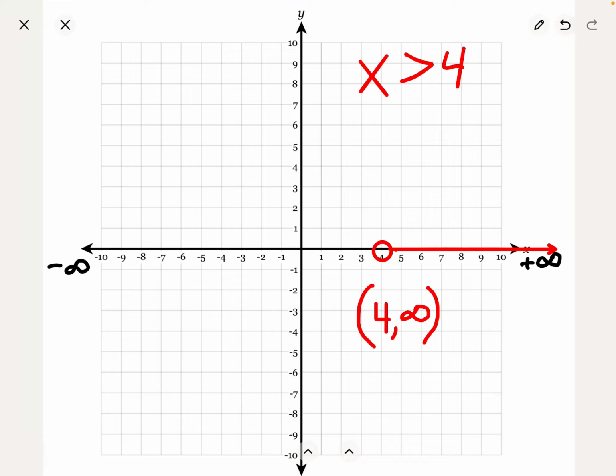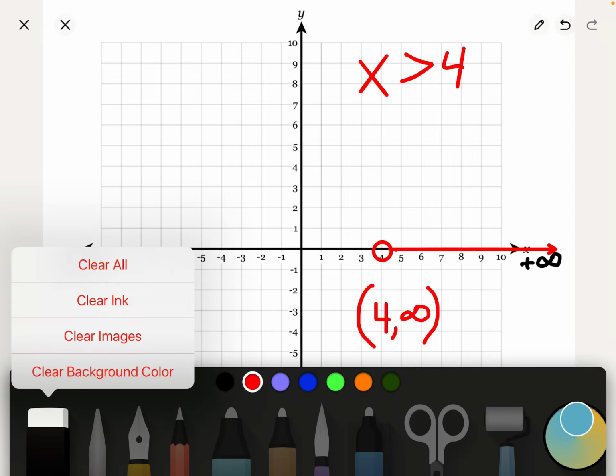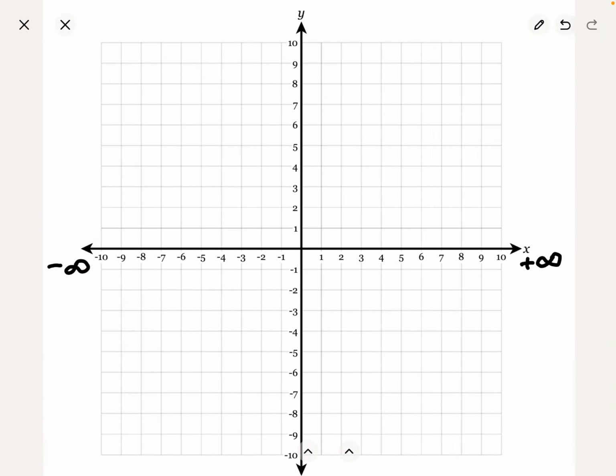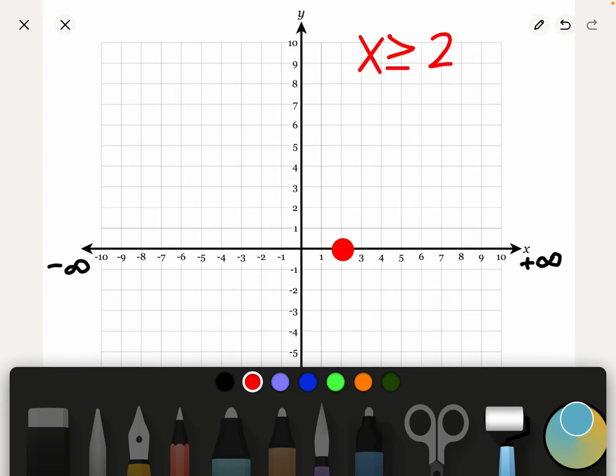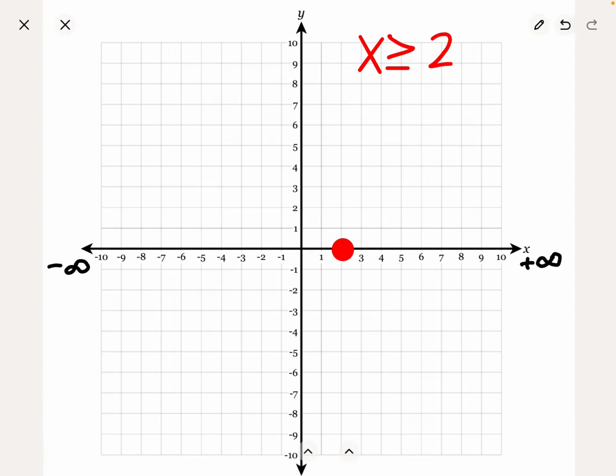All right, so let's do another example. In this one, we're going to do x is greater than or equal to 2. So on the number line, we're going to go to 2. And in this case, we're going to close the circle because we are including 2. And then we're going to have an arrow going to the right. Now the interval notation is going to be similar to what we just did. It's going to be 2, comma, positive infinity.